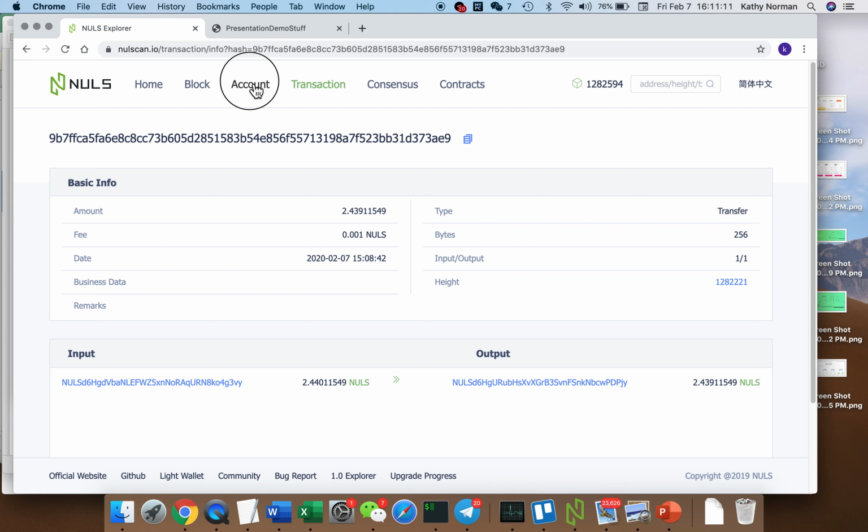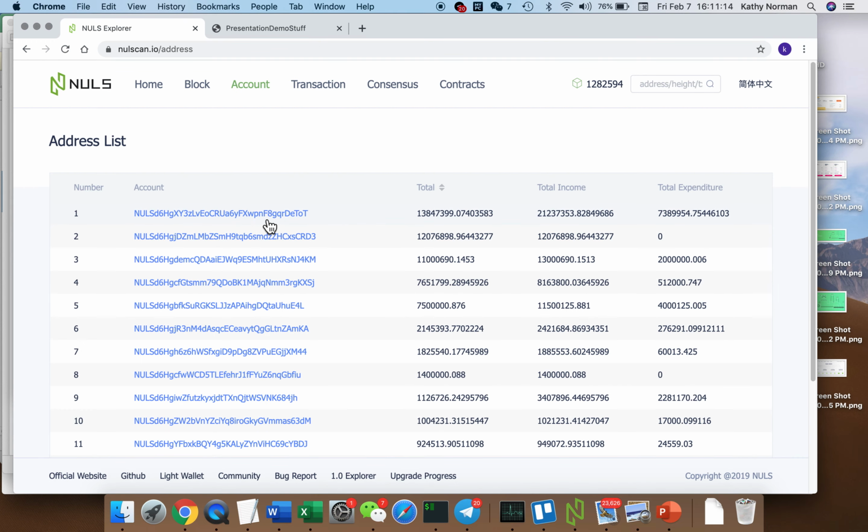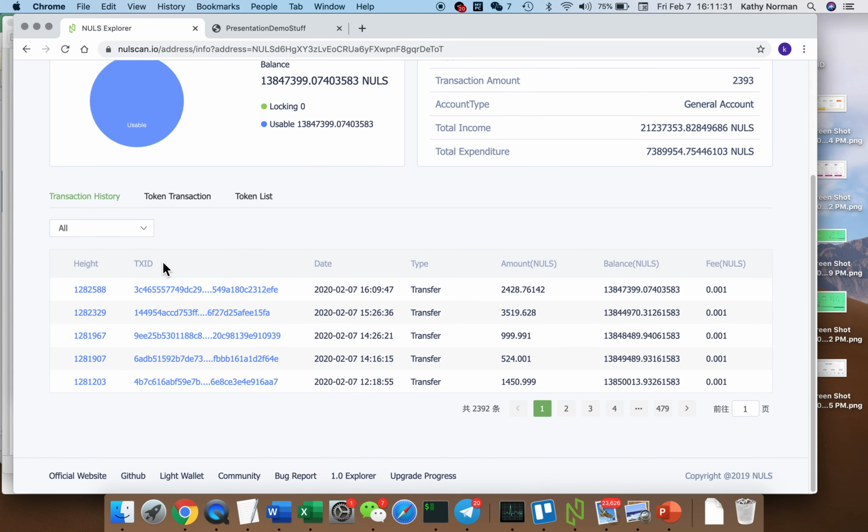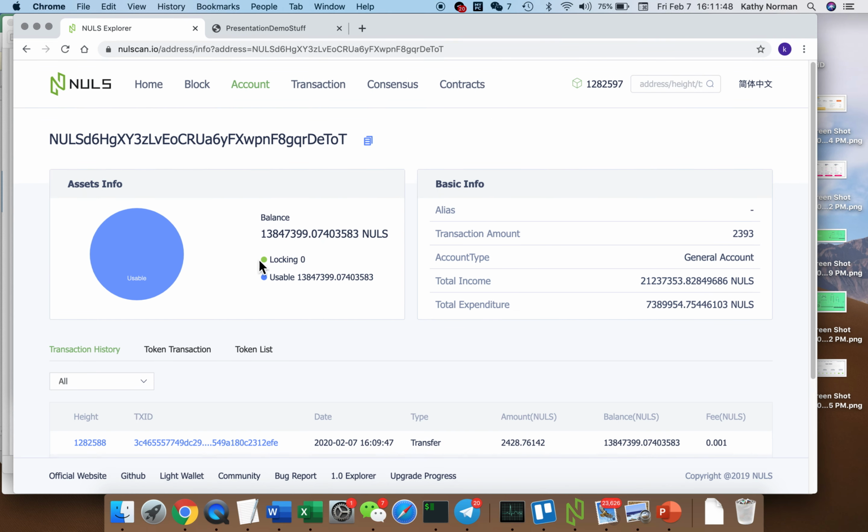And coincidentally, let's go to accounts. And these accounts are listed based on total amount of NULS. So this account has the largest number of NULS of all accounts. And you can click on this account and find out when this account last transferred NULS or was the recipient of a transfer. In that particular case, it was February 7, and there was a transfer of 2428. So you have the opportunity to look at all accounts if you choose, to find out who's transferring what to whom.